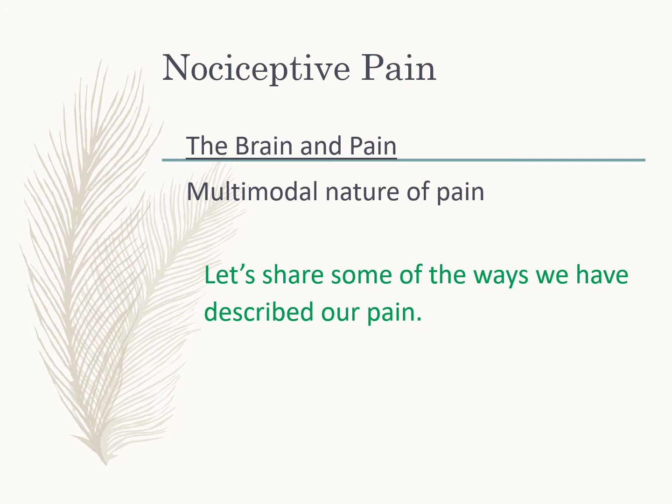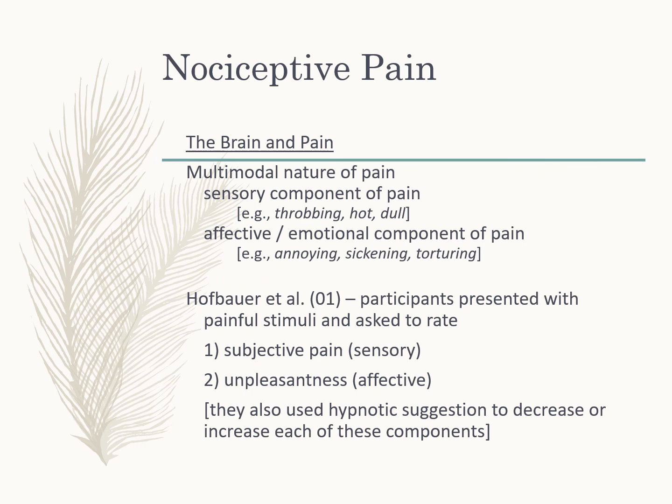So we have this multimodal nature of pain. And here I have that example again, on the slide, as we just talked about the pain matrix in the brain. Now we're going to look at a particular study, and where in the brain we see activity in response to the sensory component of pain. So they give the examples throbbing, hot, dull, and the affective or emotional component of pain: annoying, sickening, torturous, whatever.